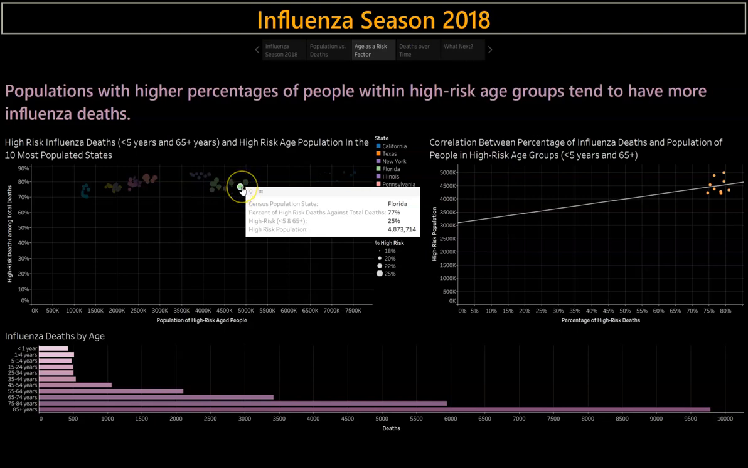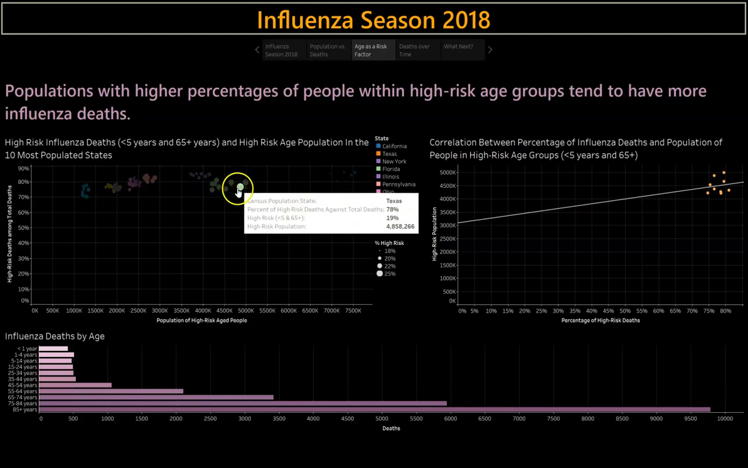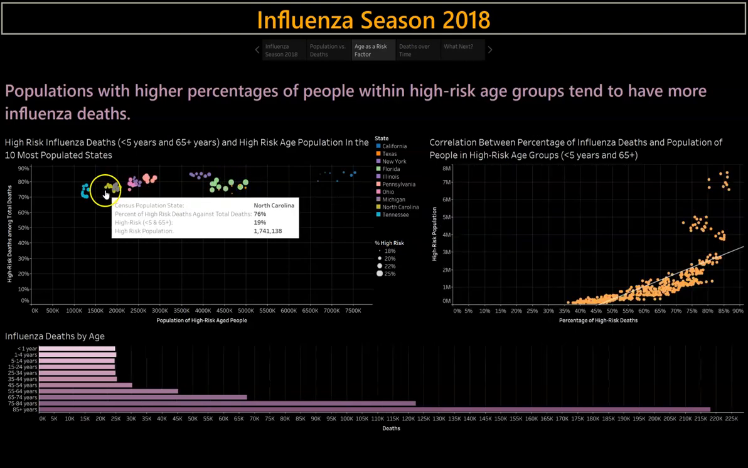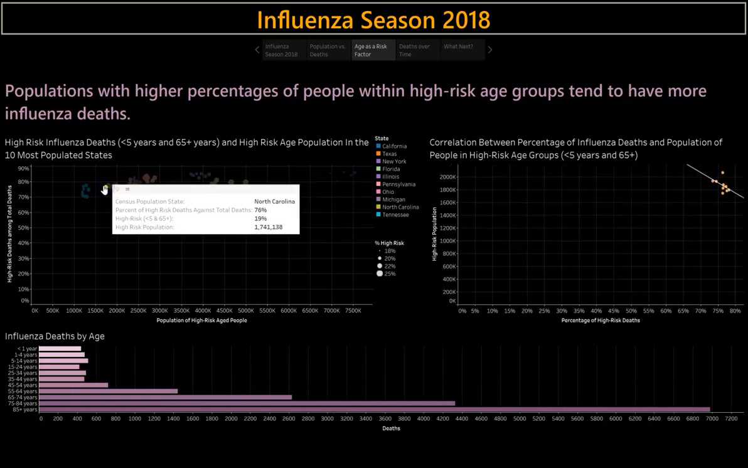This one has a higher percentage of high-risk individuals, 25%. The high-risk deaths against the total deaths is 77%. The population, however, overall is a lot lower. You can see that again over here. We'll look at North Carolina. This has 76% of high-risk deaths out of all the deaths, and only 19% of that total population are people in those age groups.